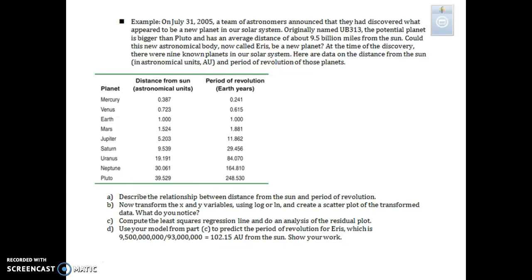So we have an example here. I want you to go ahead and enter your data into your calculator. So your x's will be the distance from the sun, and your y's will be the period of revolution. And then we're going to generate a scatter plot, and then we're going to take the log of our x and the log of our y, and I think we're actually going to use ln for this, and then we're going to analyze that and use it to make a prediction.